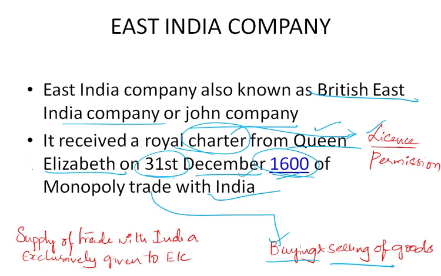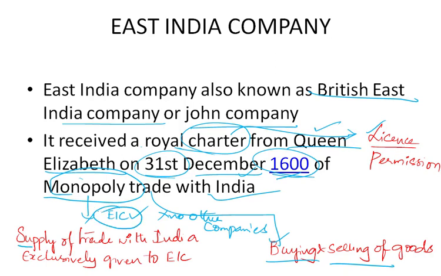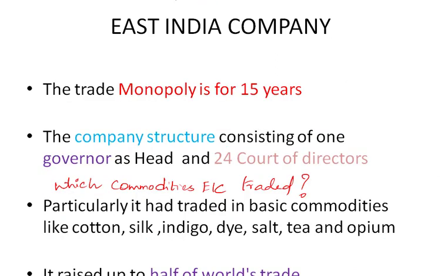And which sort of trade is it? It's a monopoly trade. So what is this monopoly trade? Only the East India Company was given permission to trade with India, and no other company in England was given permission to trade with India. So the Queen gave permission only to the East India Company and rejected permission to all the other companies to trade with India. So the supply of trade with India was exclusively given to the East India Company. And for how many years? The trade monopoly given to the East India Company by the Queen was initially for 15 years.